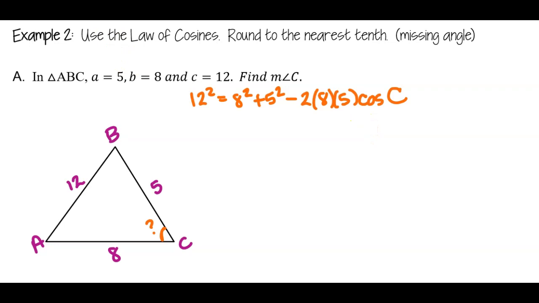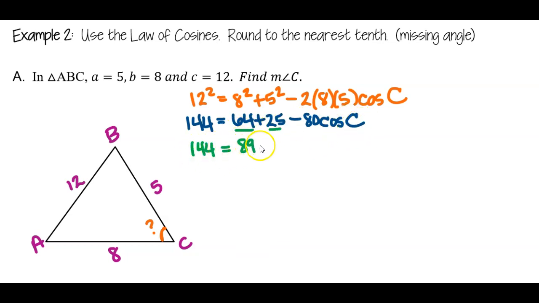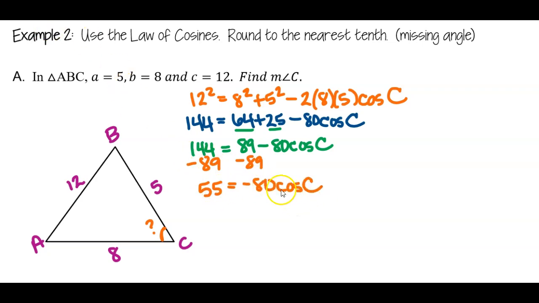Okay, so let's simplify this out. So we'll have 144 is equal to 64 plus 25 minus 80 cosine of angle C. So now we're going to subtract off the 89 off both sides of our equation. And again, we're trying to solve for cosine of C, so we're going to divide both sides by negative 80.